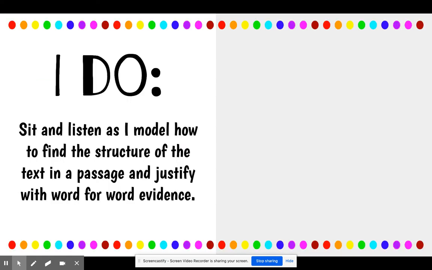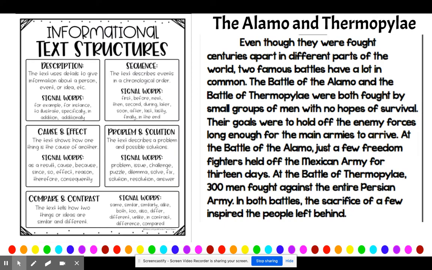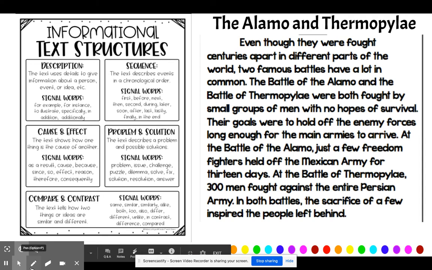Okay. So I'm going to model for you how I find the text structure without having a clue. My only clues are going to be my signal words. So here, this is the page that's on your Google Classroom, my in-class kiddos. This is the page that's in your reading journal. And I have all 5 of my structures here for me. I've got description, sequence, cause and effect, problem and solution, compare and contrast. I've got them all here.